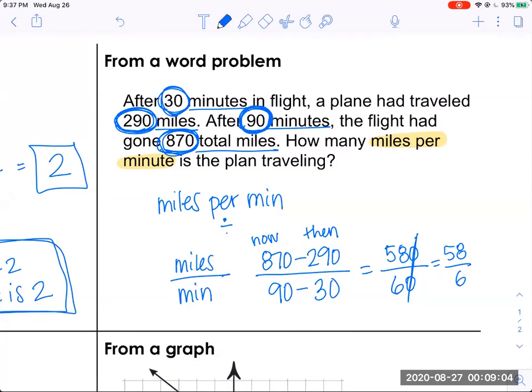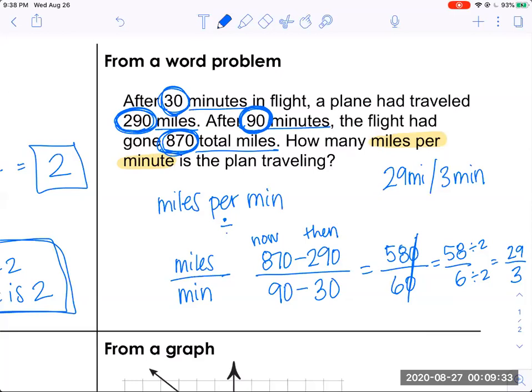I know that it can divide by 2 on top and bottom. So this would be 58 divided by 2 would be 29 over 6 divided by 2 would be 3. And then I can check, does 29 divided by 3? No, it doesn't, not evenly. So I'd say they're going 29 miles per 3 minutes.